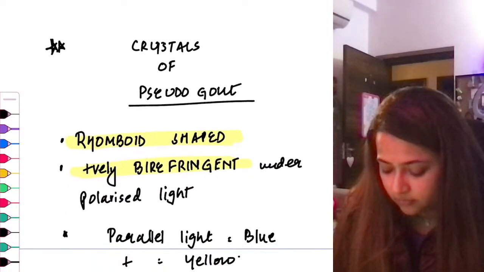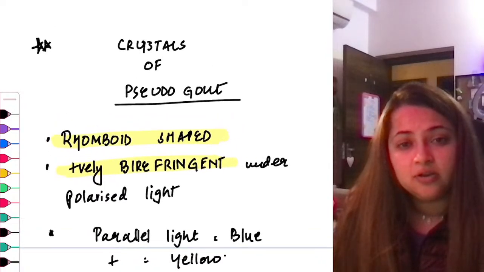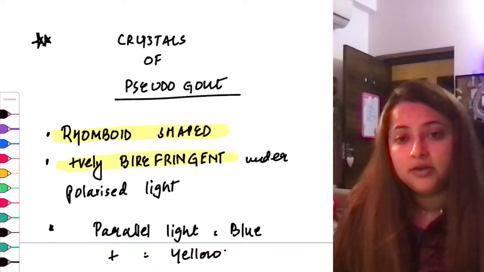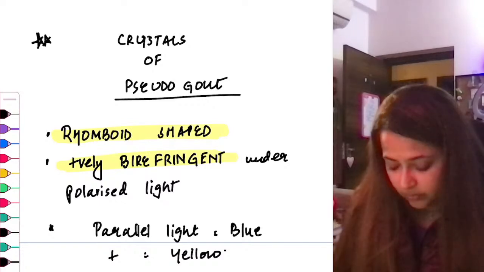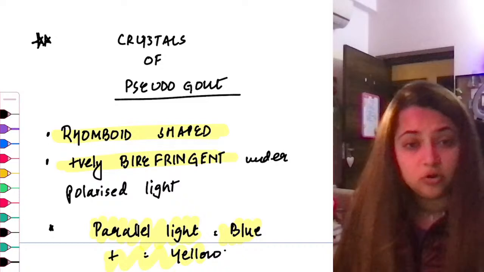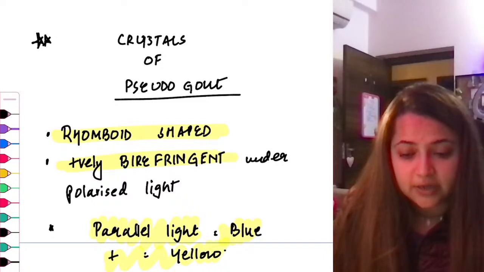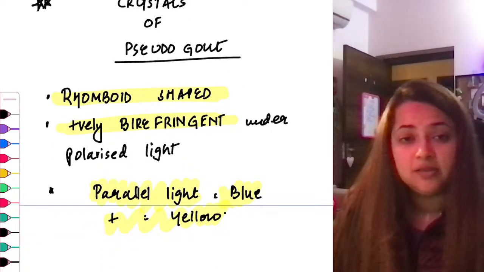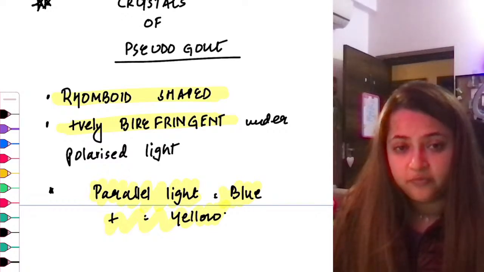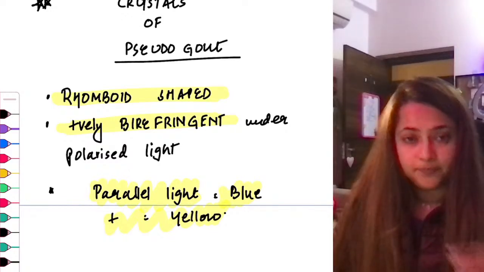Third difference, under the parallel light, the crystals of gout were yellow in color, and under the perpendicular light, they were blue. But here it is opposite: parallel light, blue, and perpendicular, yellow. So these are the differences between gout and pseudogout that should be very clear to you.